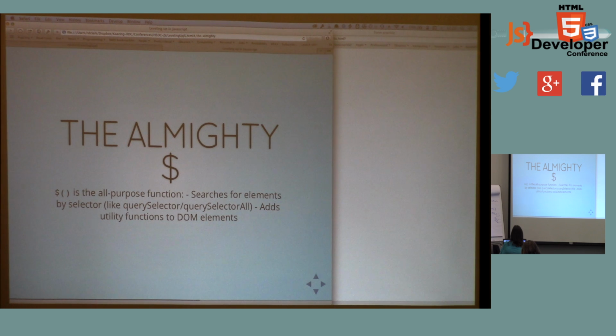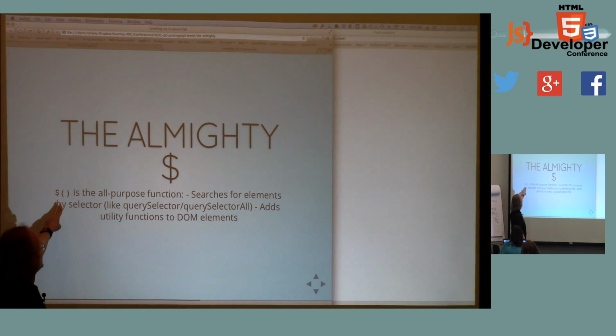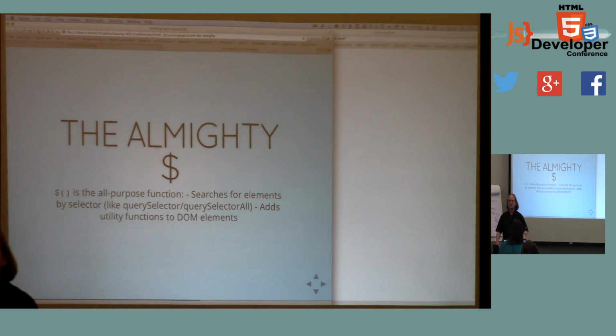jQuery publishes a single function called $, and it does a bunch of things. First thing, it acts like Query Selector All. You give it a CSS selector, and it finds those elements. The elements that it returns, it adds some extra functions to. Or if you take $, and pass in an existing element, it'll wrap it with extra functions. So it's kind of an all-purpose tool.